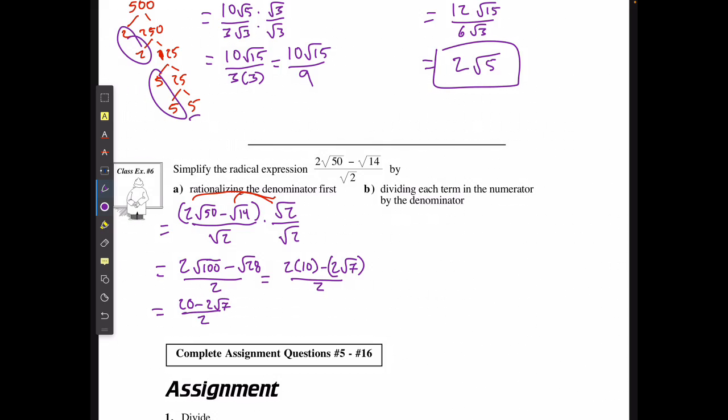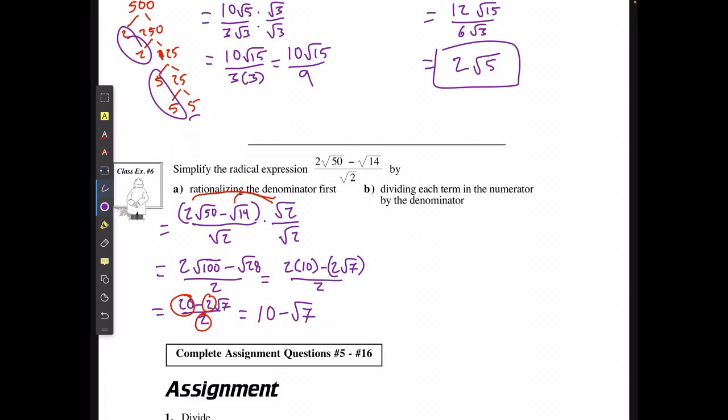Now, because I have the 2 terms on the top and the 1 term on the bottom, I need a common factor of all of these, or I'm going to divide out from all 3 of these parts, just like what we do when we're doing the quadratic formula. And I'm going to wind up with 10 minus the square root of 7.